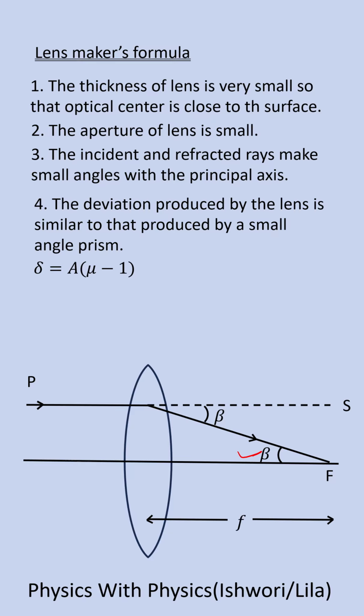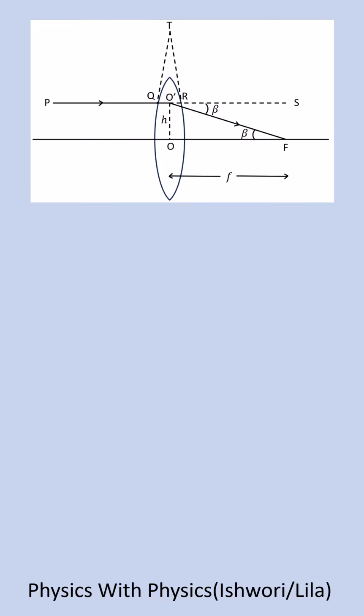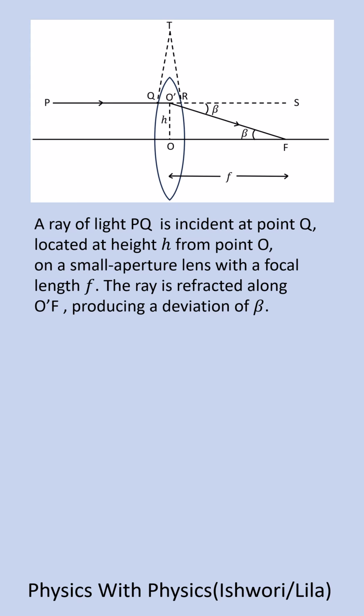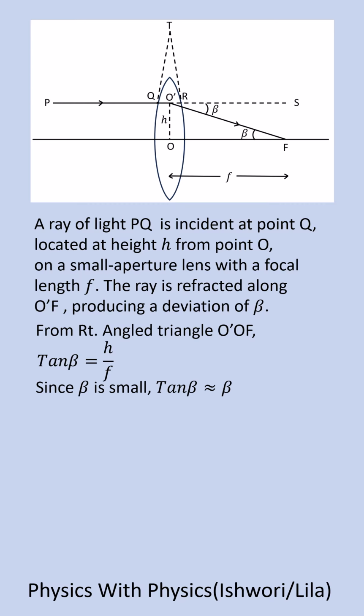This is the focal length O dash. This is the height h at which a ray of light falls on the lens. Let's take a point T. Q and R are two points on the lens, and we draw tangents from points Q and R, so that we get a small angle prism. This is the same figure. From the right angle triangle, tan beta equals h by f. Since beta is very small, tan beta equals beta, and beta equals h by f.